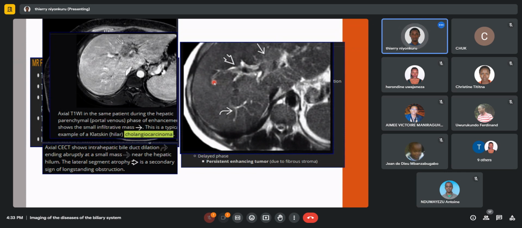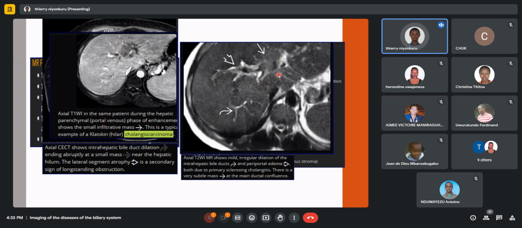On this T1 axial MRI in the portovenous phase, we can see hypointensity of the tumor, but there is peripheral enhancement as it continues centrally. It is causing dilatation of the adjacent duct at the area of the confluence, which is also suggestive of cholangiocarcinoma.